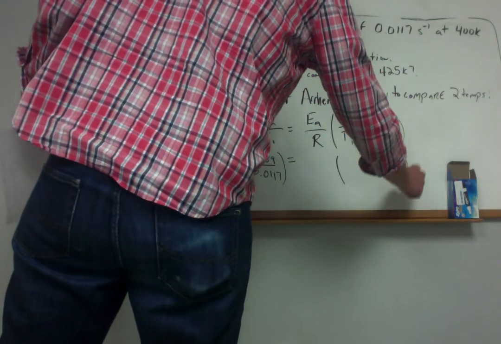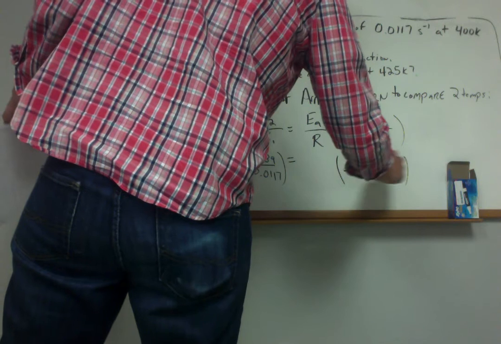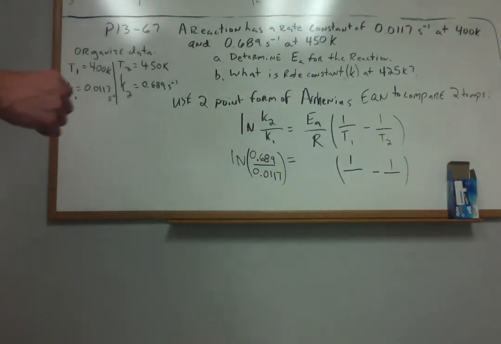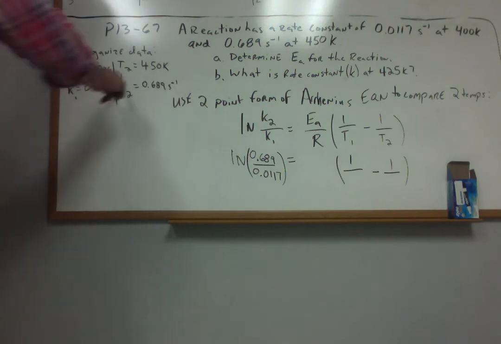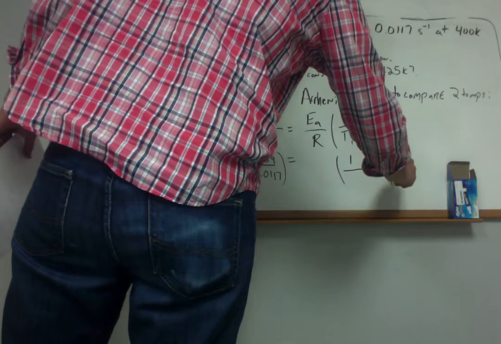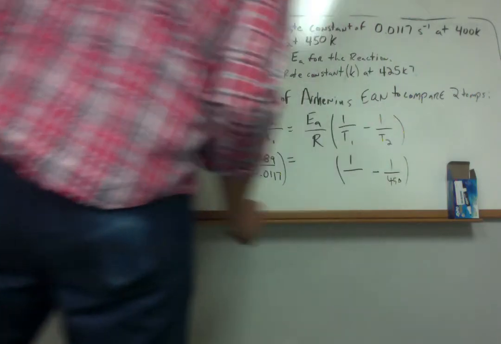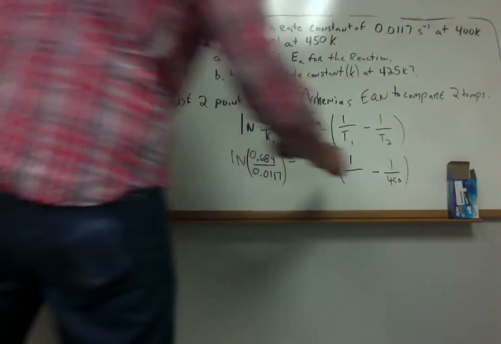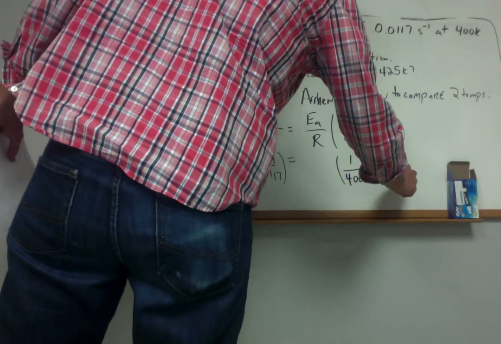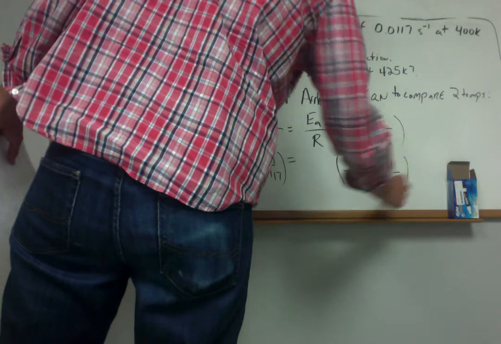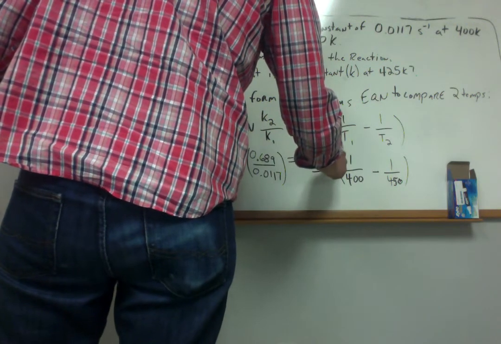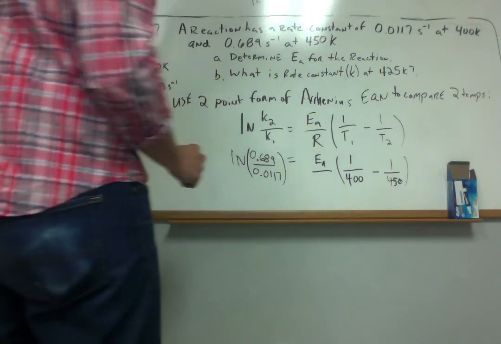Similar thing on the right side. We're going to plug in our temperatures. But again, we want to make sure we put the right temperature in the right spot. T2 is 450 Kelvin. T1 is only 400 Kelvin. 400, 450. EA is going to be our unknown variable.